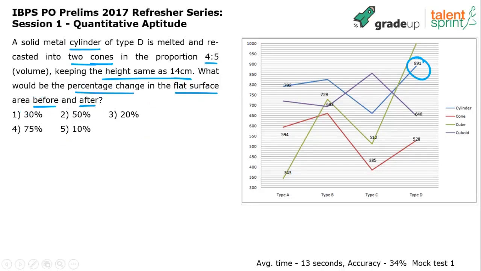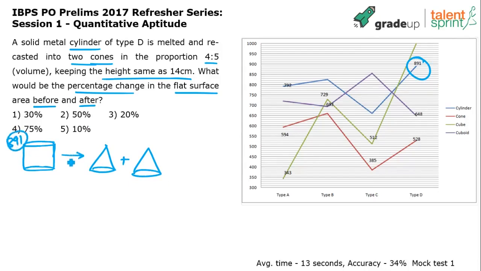So if you have to envisage this, this is how it is, right? There's a cylinder. Don't comment on my drawing here. I won't be awarded marks for that anyway, and so would others be in the exam. So basically there's one cylinder of type D, which has volume 891, right? This has been melted and cast into two cones of proportion 4:5. So the volume ratio here is 4:5 between the two cones, right? Keeping the height same. The height is 14 centimeter. Here the height is 14, and for the cones also the height is 14 for both the cones. There's no change in the height here. Now, what would be the percentage change in the flat area before and after?